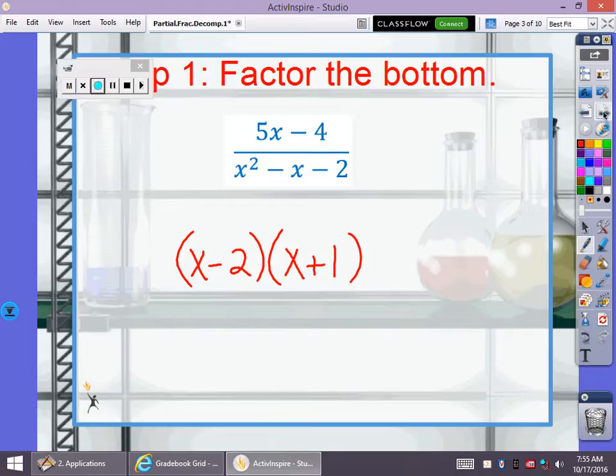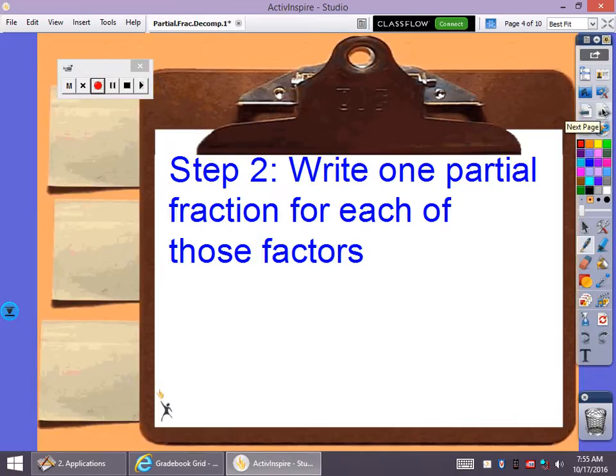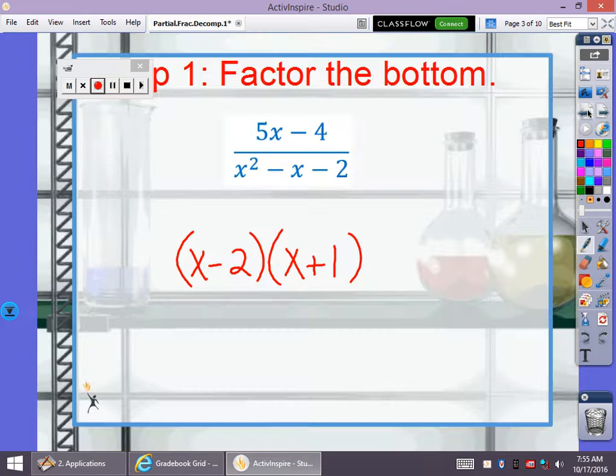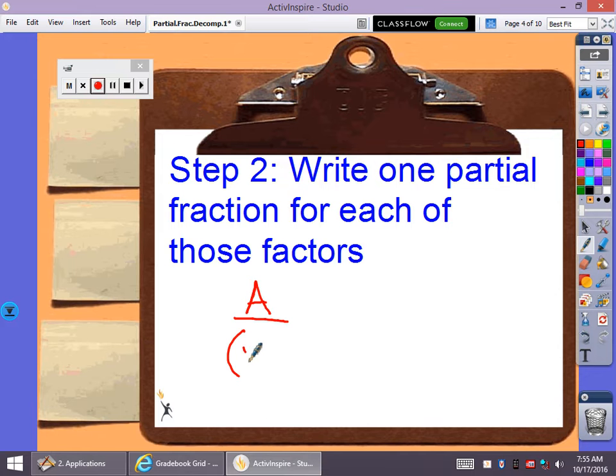Step 2. Write one partial fraction for each of those factors. So I'm going to do a over, let me go back and check. We had x minus 2. Okay, a over x minus 2 plus b over x plus 1. So step 2 is to create two fractions using the two pieces that made the denominator, the two factors that made the denominator.